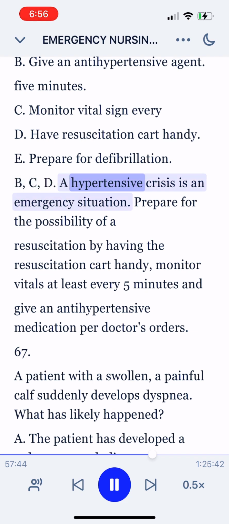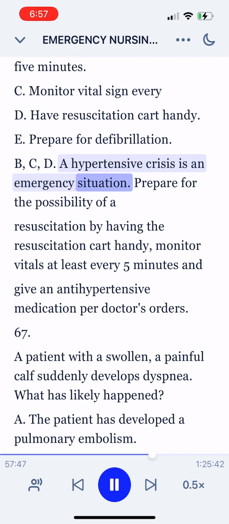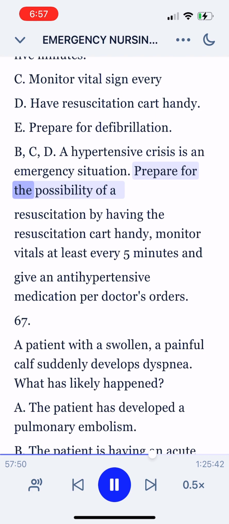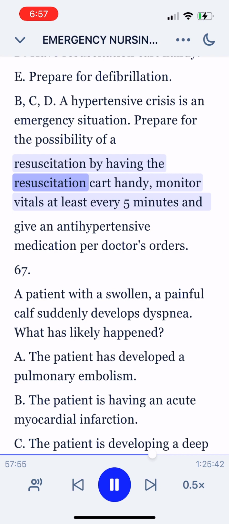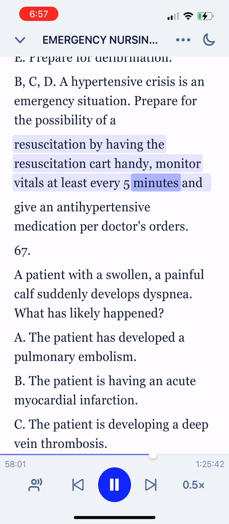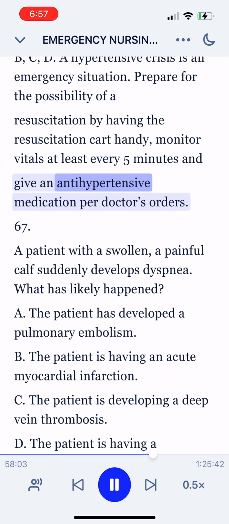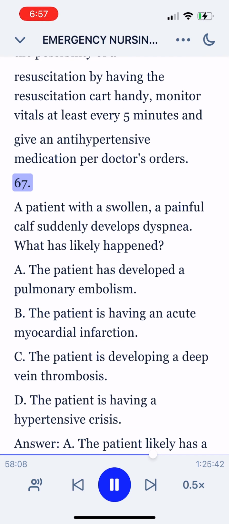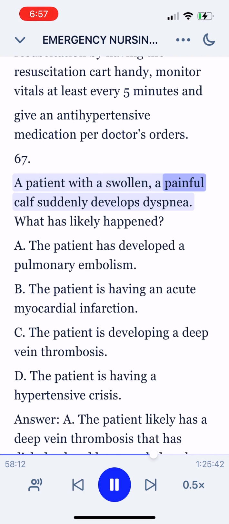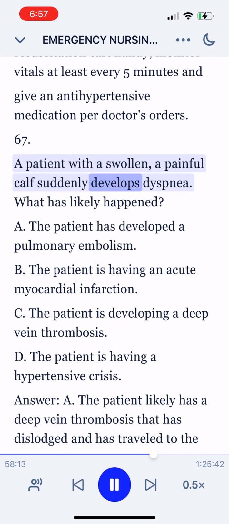B, C, D. A hypertensive crisis is an emergency situation. Prepare for the possibility of resuscitation by having the resuscitation cart handy, monitor vitals at least every 5 minutes and give an antihypertensive medication per doctor's orders.